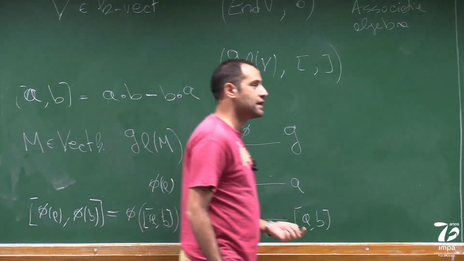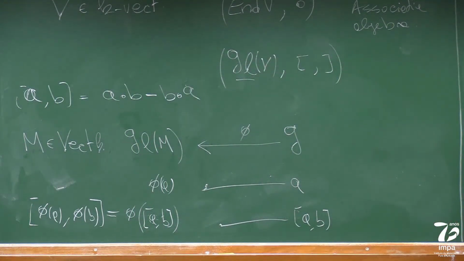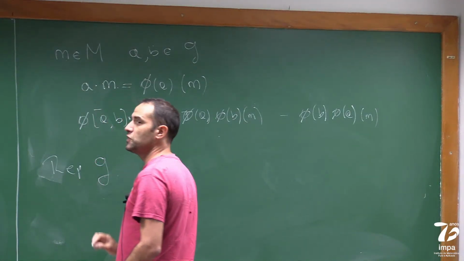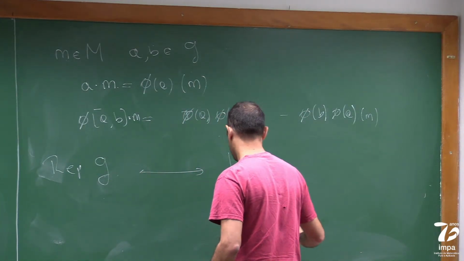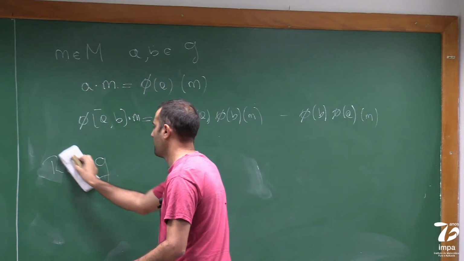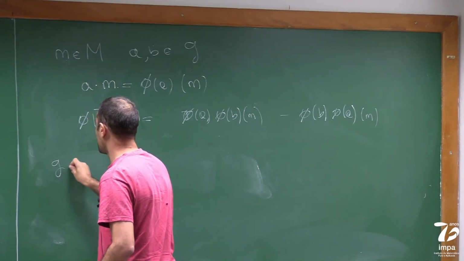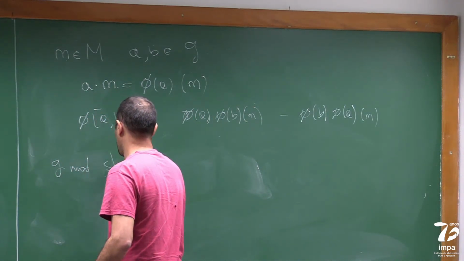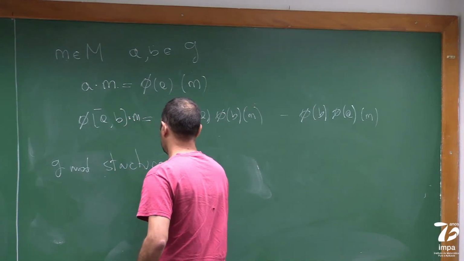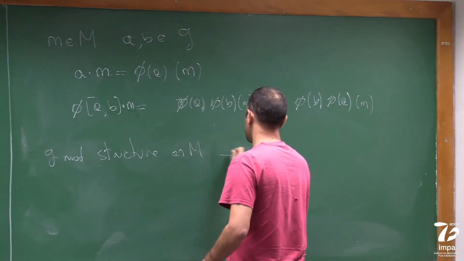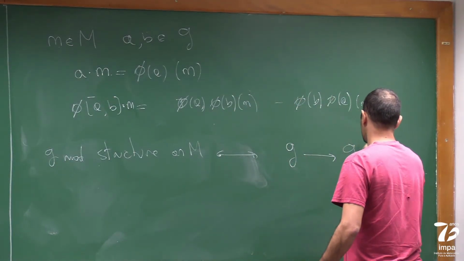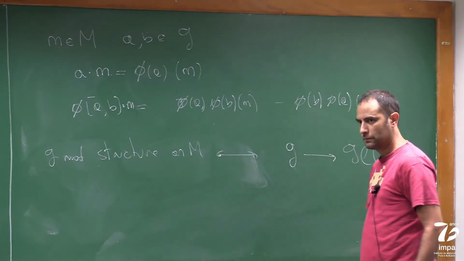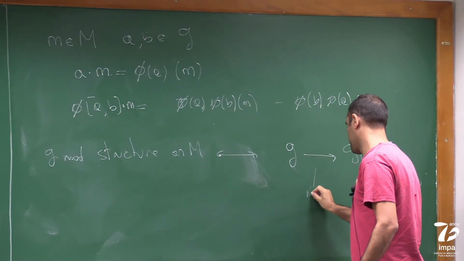So what I've just proven is that representations of G are the same thing as morphisms. So a representation, or I'm sorry, a G module structure on M is the same thing as a morphism of Lie algebras from G to GLM. Morphism of Lie algebras.